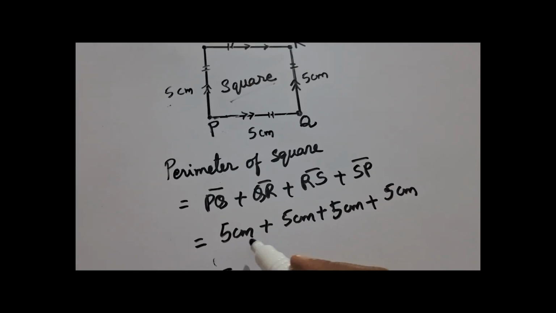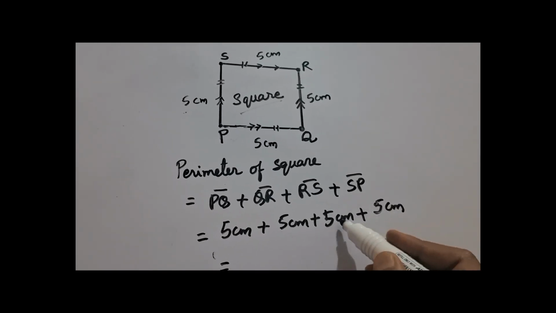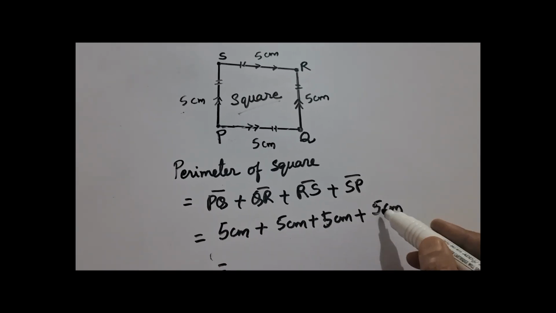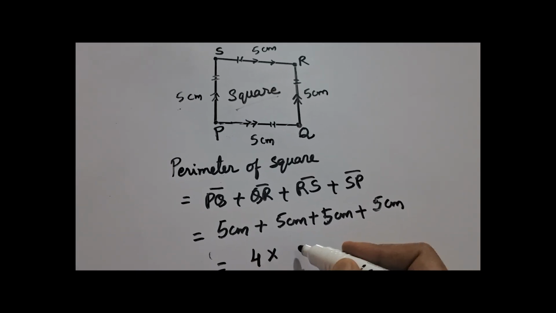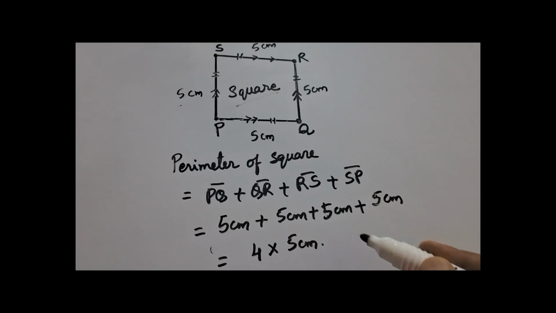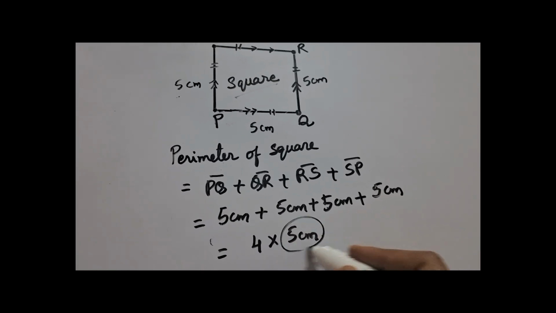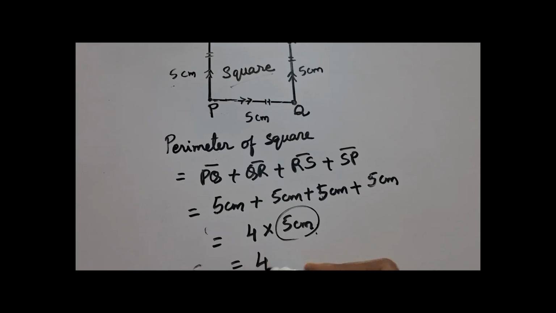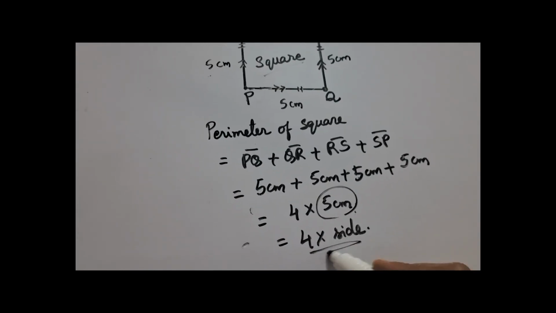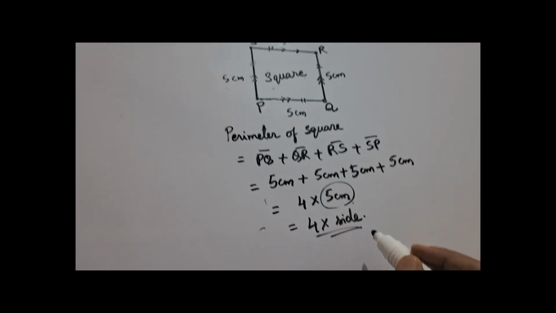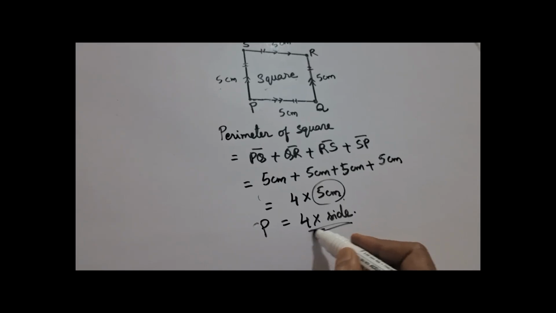Now we can see that 5 centimeter is repeated 4 times. The same number 5 centimeter, 4 times it is added, isn't it? So we can write it as 4 into 5 centimeter. Okay children, 4 into 5 centimeter. This 5 centimeter is nothing but side, isn't it? 4 into side. Now this is the formula for finding the perimeter of the square, children. So perimeter of the square is 4 into side.